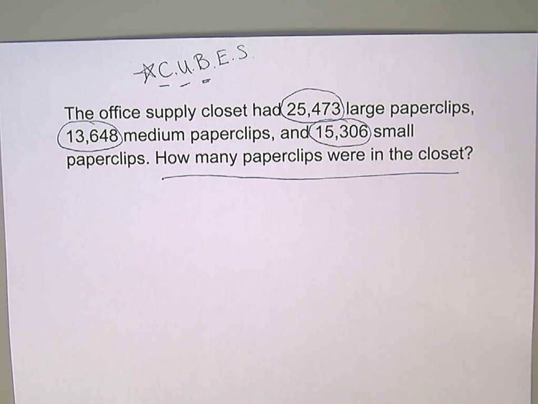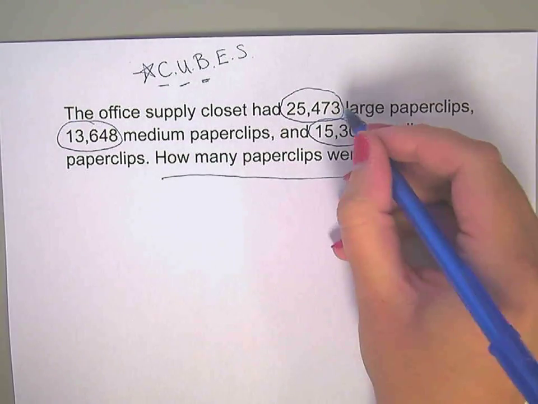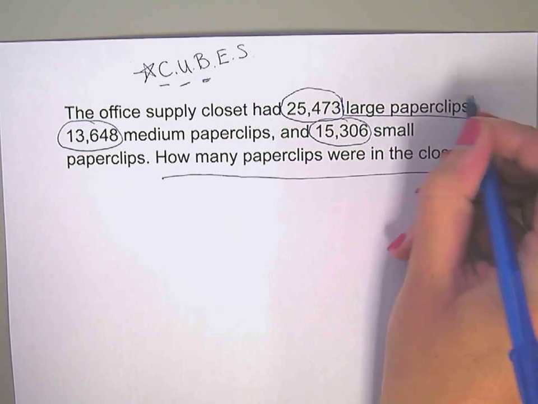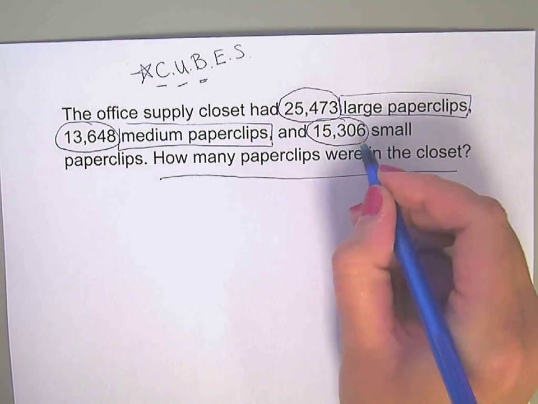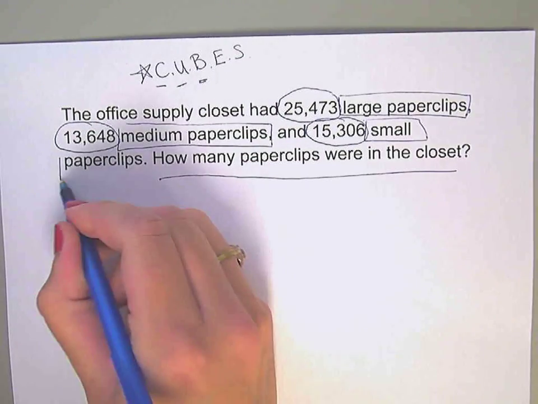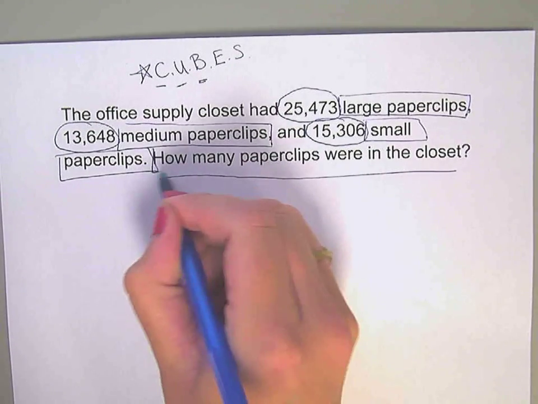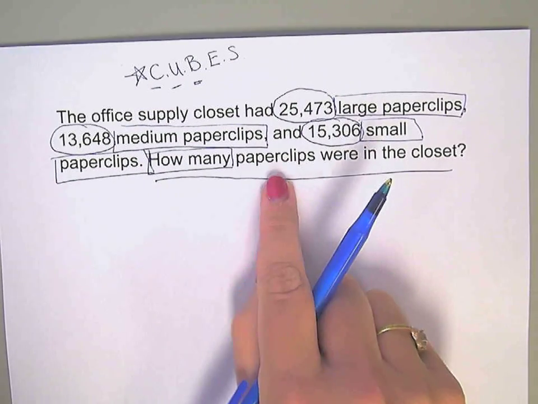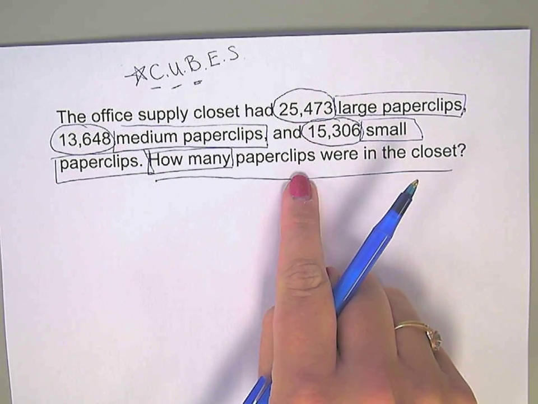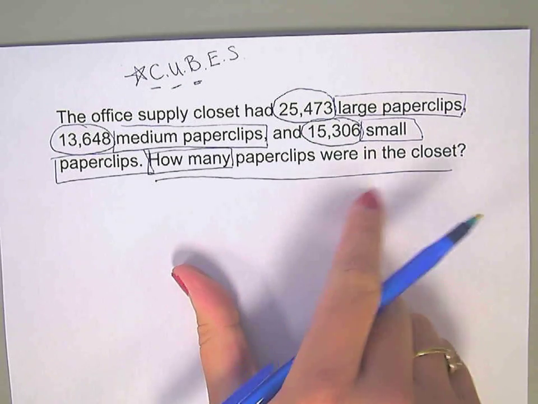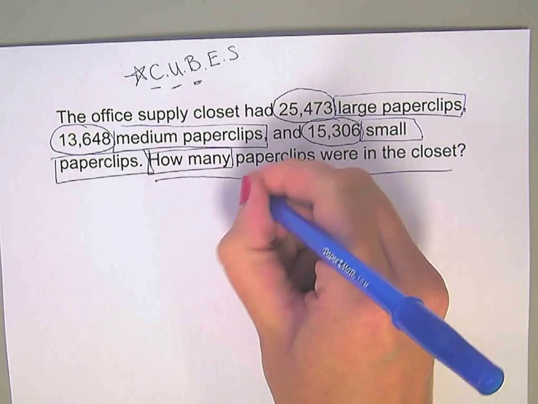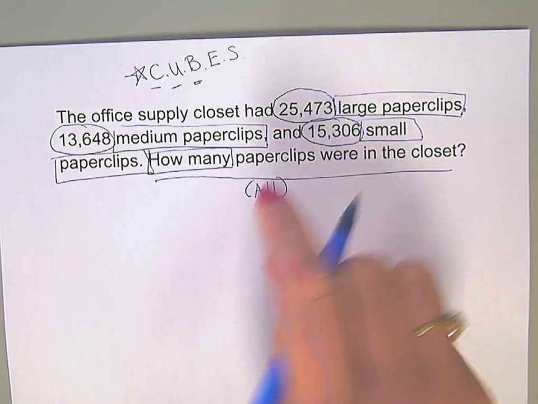We're also going to look for units. So I know I'm measuring in large paper clips, medium paper clips, and small paper clips. I also see the phrase, how many. When I look at this one, it says paper clips in general. So that must tell me that I'm considering all of my different kinds of paper clips. So I'm going to put that in parentheses to remind myself.